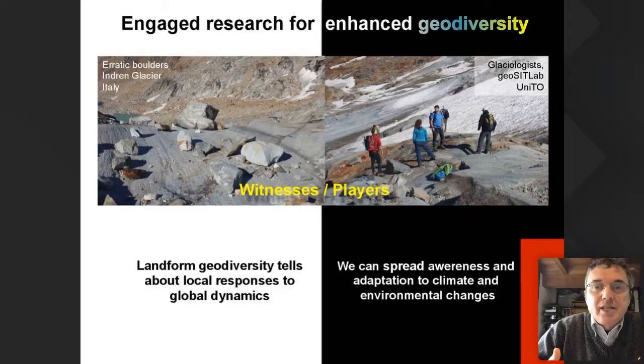So we can say that our researchers were players, and we look at witnesses in nature, landforms like erratics, telling about the response of landform to climate change. And we can spread awareness and adaptation to climate and environmental change by promoting the knowledge on landform geodiversity.